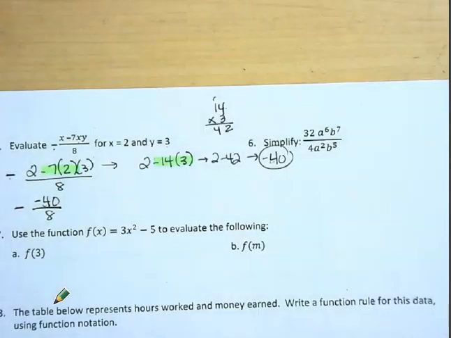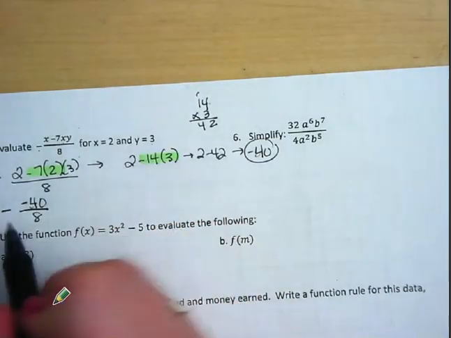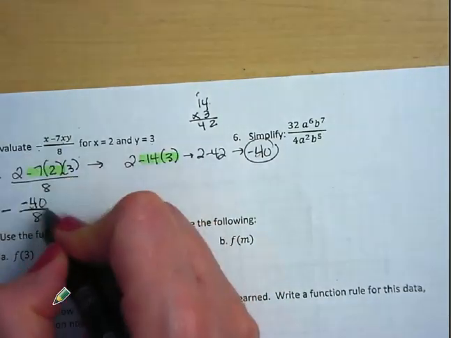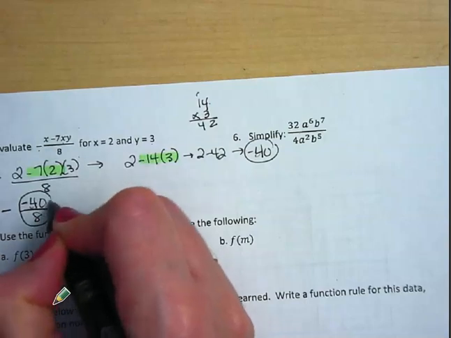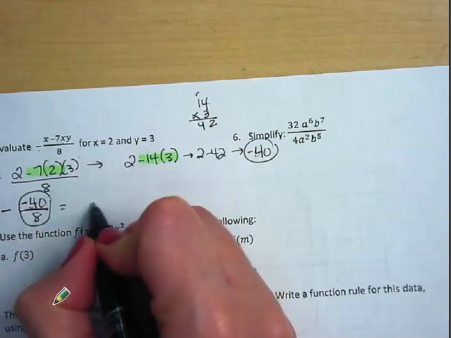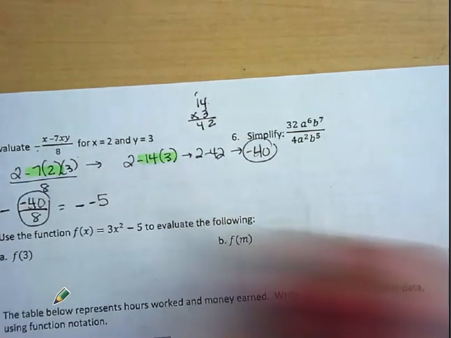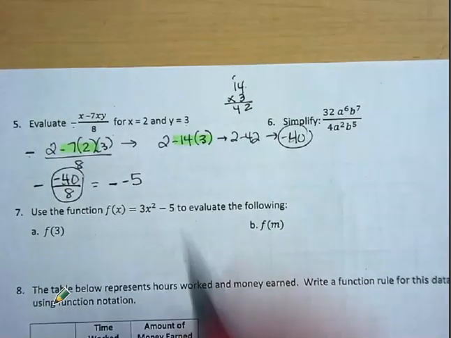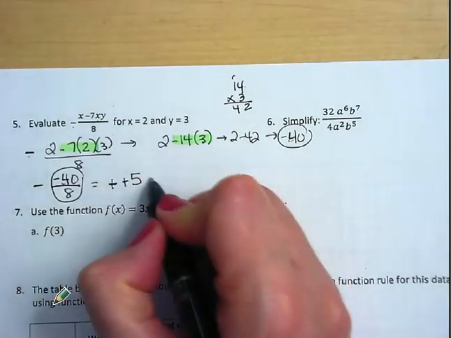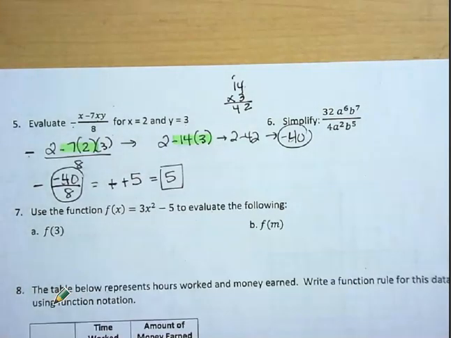So now, remember I said the negative in the front we're doing last, so I'm doing this negative first. So negative 40 over 8 is negative 5. Then bring along the negative from the beginning of the problem. And negative makes positive, so my answer is 5.